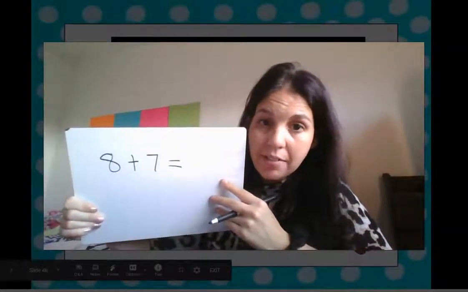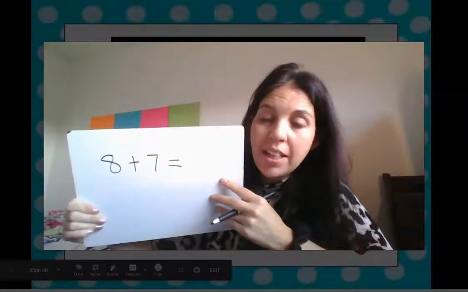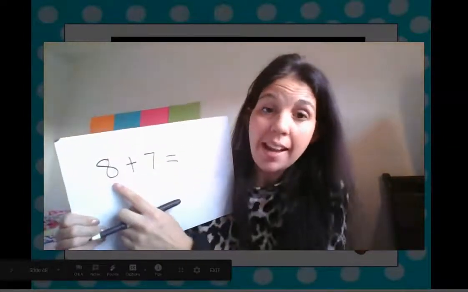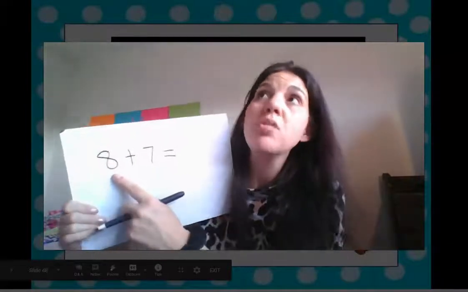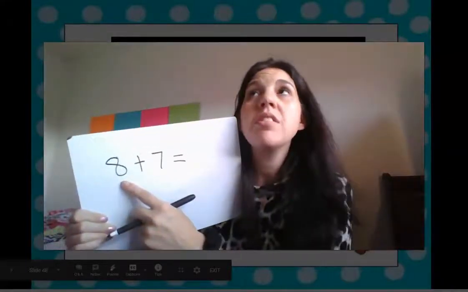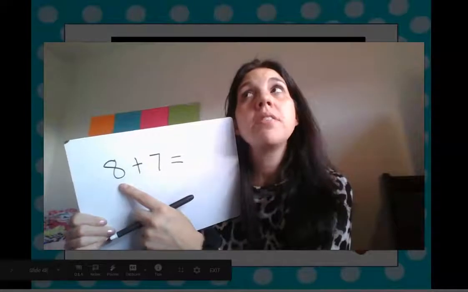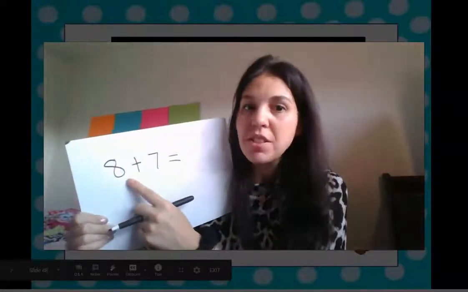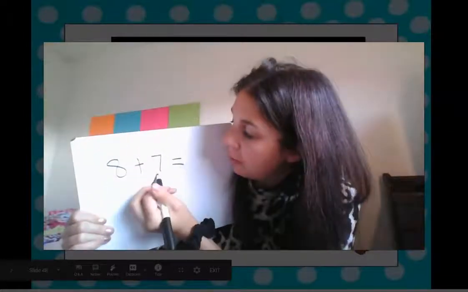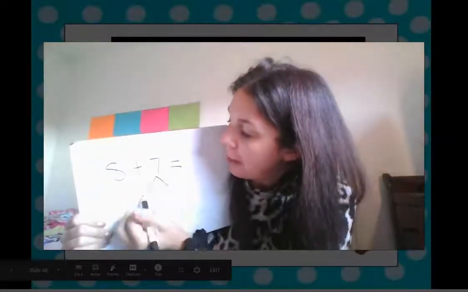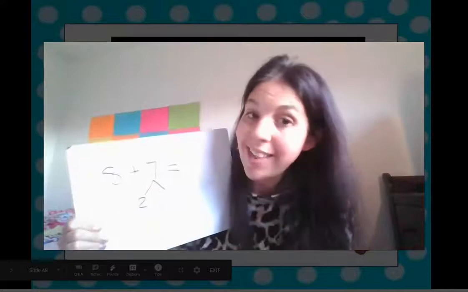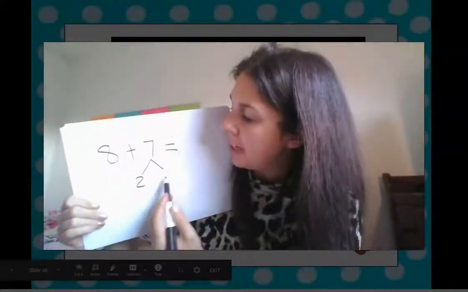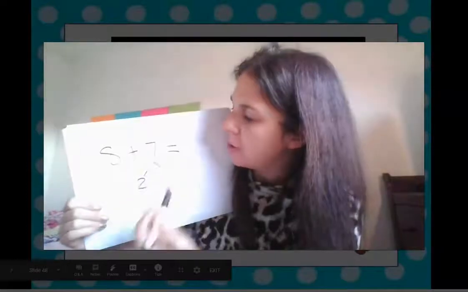Okay, 8 plus 7. So remember, we have to think about, how many more do we need to make the 8 a 10? How many more? 8 plus what equals 10? 8 plus 2 equals 10, right? So 8 plus 2, which means that when I break up my number, I'm going to do a 2, and then I think about, 2 plus what equals 7?